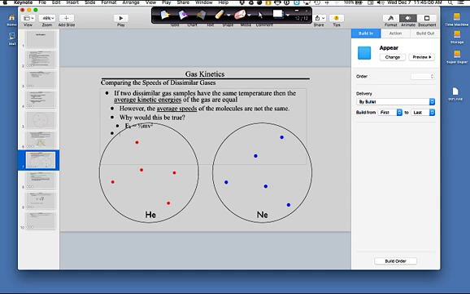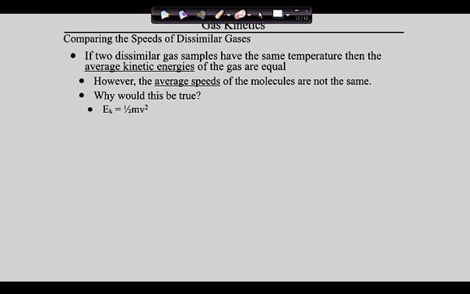Okay, so how can we say this? In order for kinetic energy to be equal at equal temperatures, lighter gases must be traveling at higher average speeds than heavier. So guys, is this like what you wrote down?